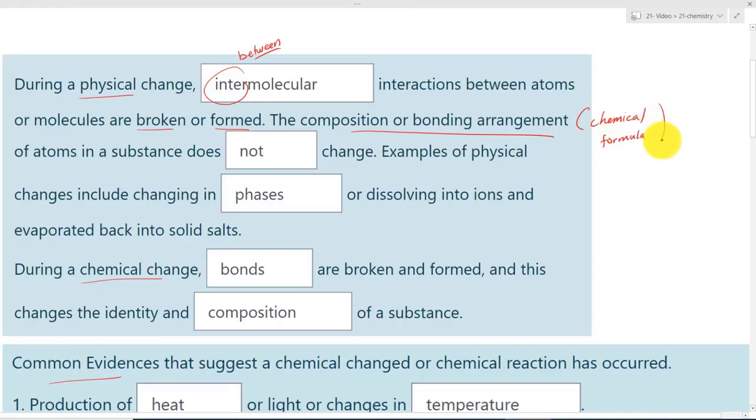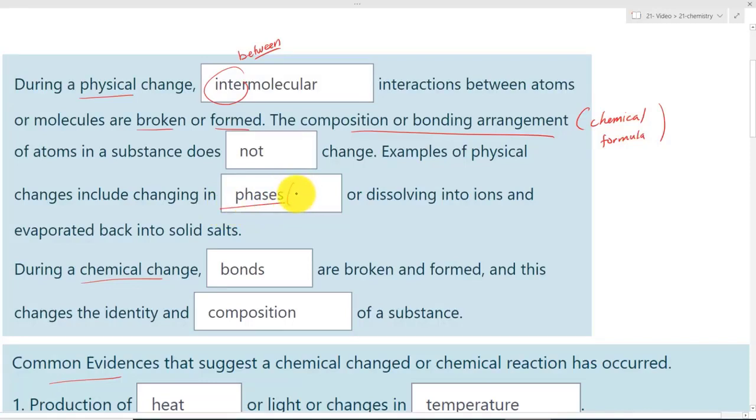So every time we think about physical change, the changes are in properties only. It doesn't change the composition or the bonding arrangement. Therefore, the chemical formula does not change. A common example of a physical change is a change in phases.